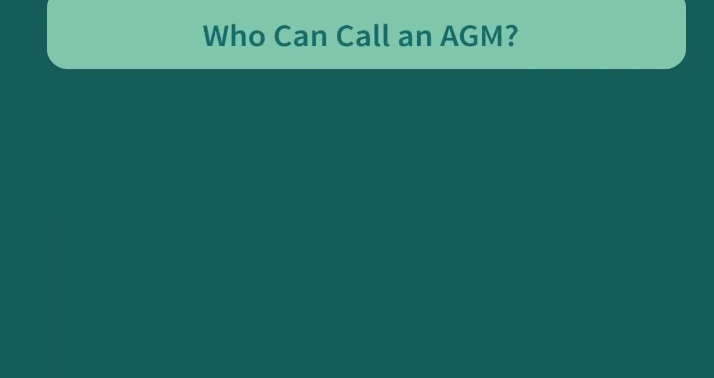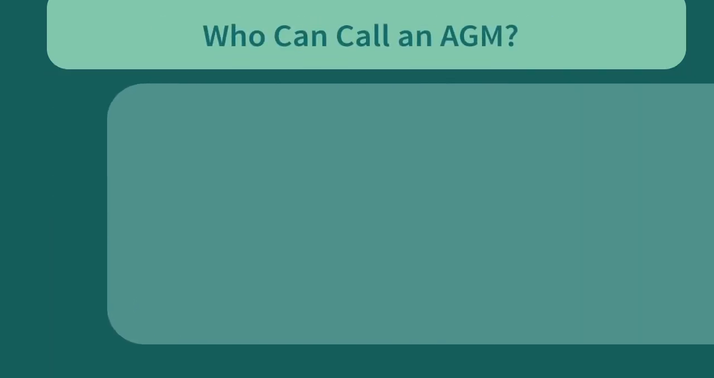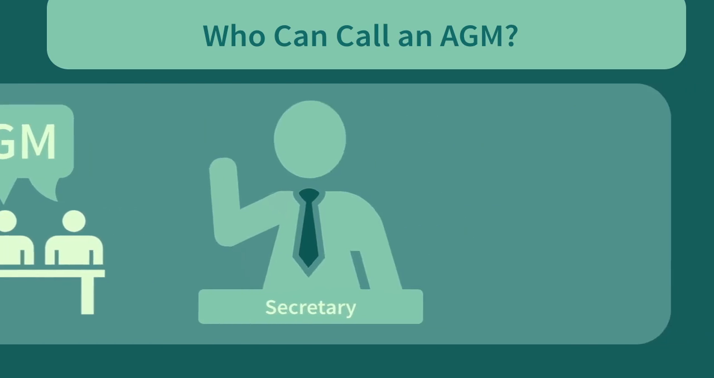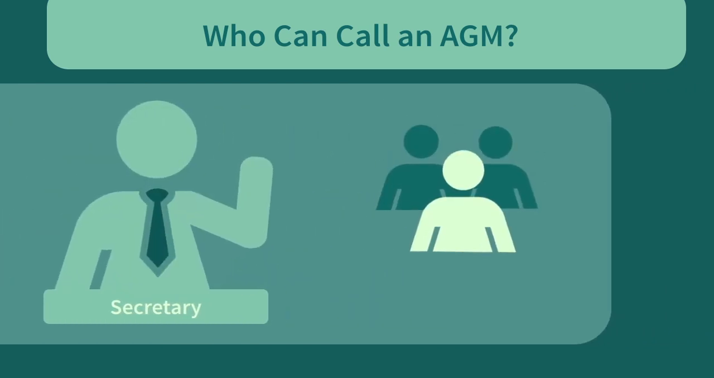Who can call an annual general meeting? The board of directors will normally call an annual general meeting and will ask the company secretary to send a written notice to members. The notice must follow the rules laid down in company law.